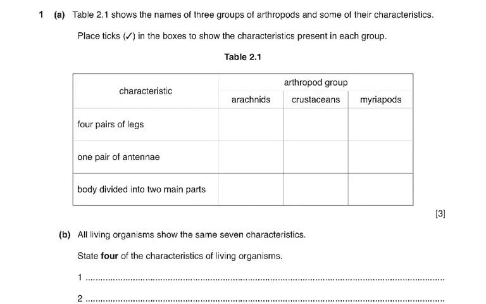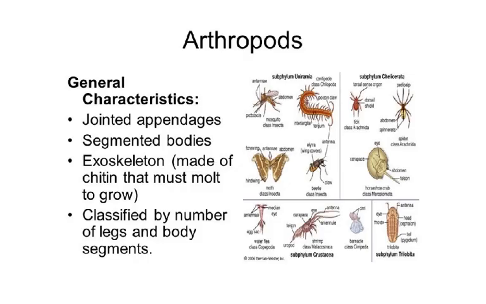Now, as we read through the first question, Table 2.1 shows the names of three groups of arthropods and some of their characteristics. Place ticks in the boxes to show the characteristics present in each group. Now, you know the arthropods are divided into arachnids, crustaceans, and myriapods. So I'm just going to revise this with you and then I want to come back to this.